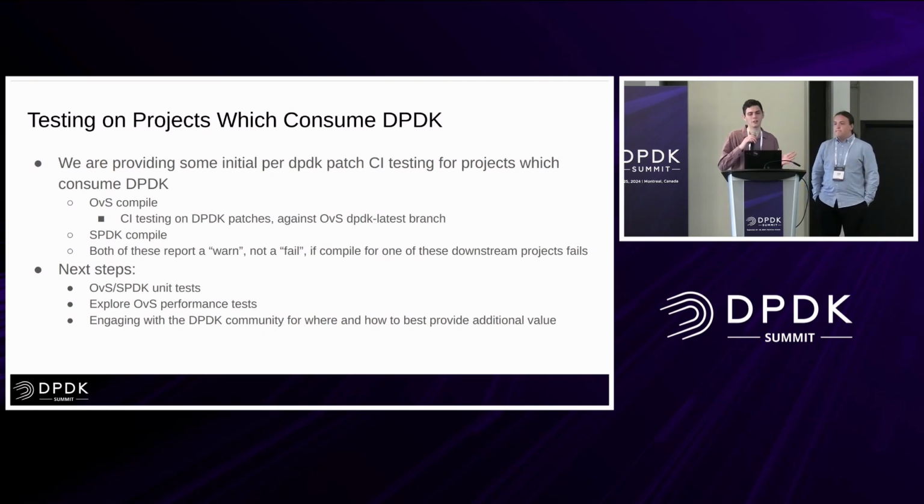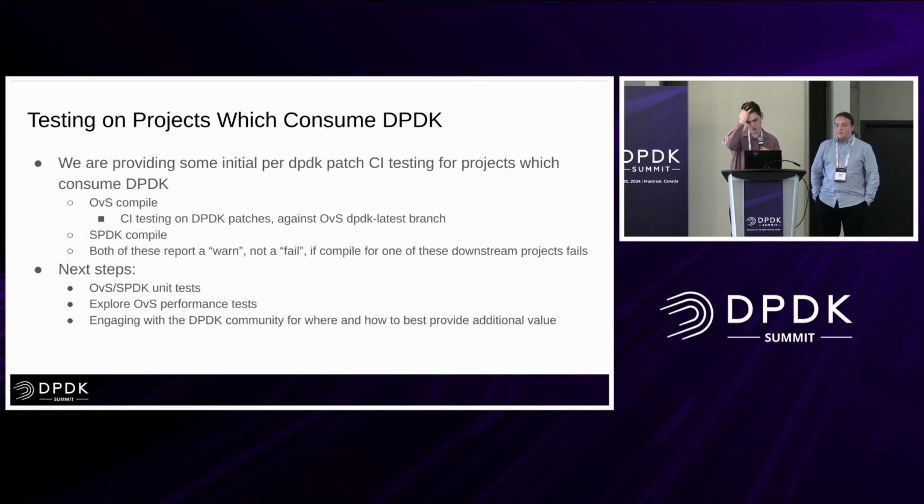So to be clear, this is per patch testing on DPDK patches as they come in. We'll apply your patch and then try and build using, for instance, the OvS DPDK latest branch. If it doesn't build, we report a warn, not a fail, because it's not really testing DPDK, but if you're breaking a downstream project, it's worth looking into. So that's what we've stood up so far.